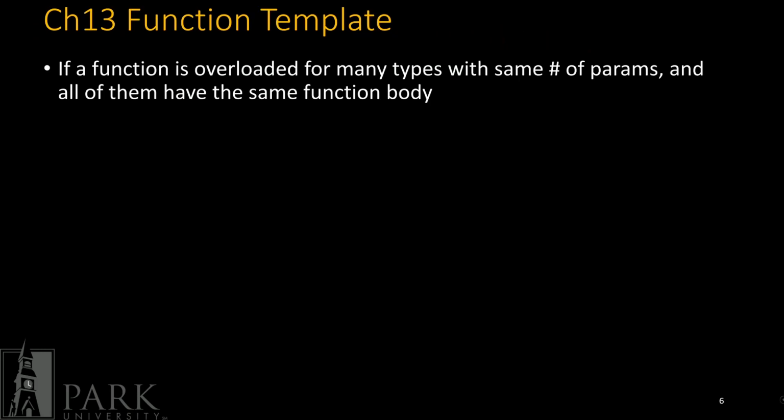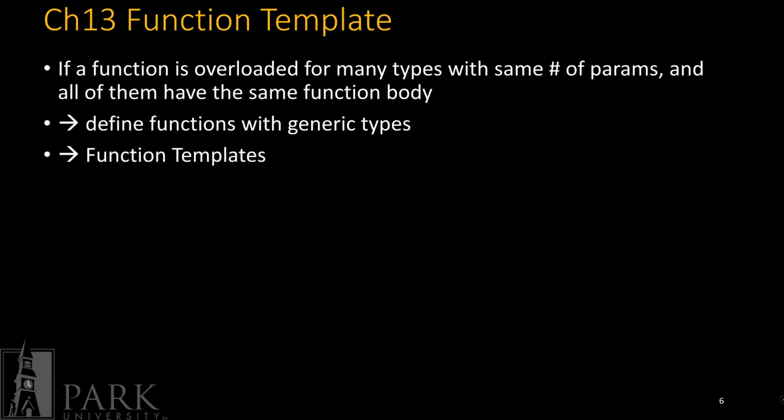If a function is overloaded with the same number of parameters of many different types and all of them have the same function body, then you may want to write one function with generic types. And we call these function templates. And this is the syntax for a function template. You have one extra line to add, which is just this part right here, template and then class type.